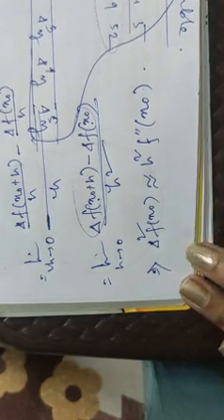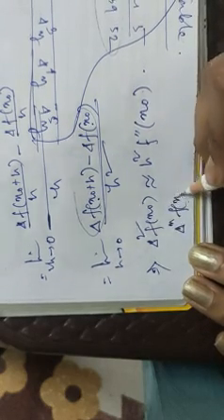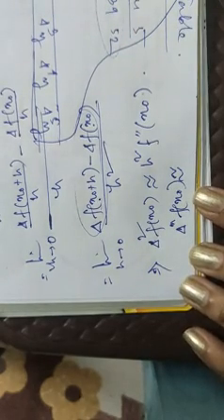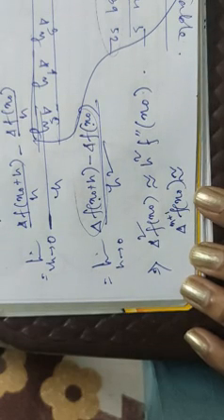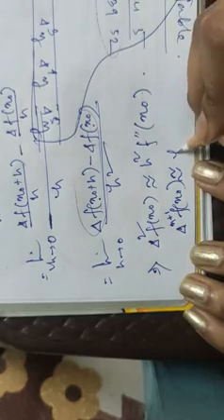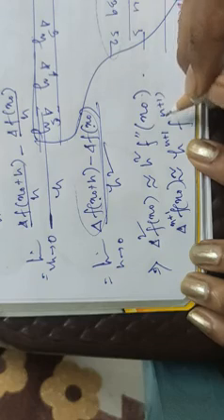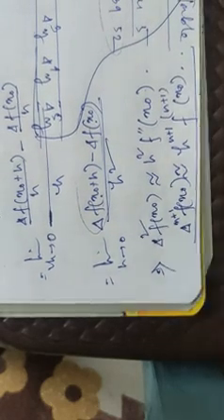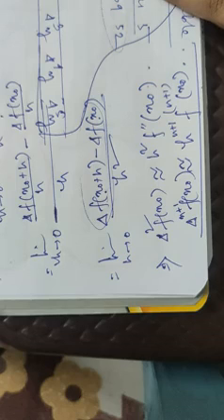Now similarly, by applying nth step, what we can write? Delta to the power n f of x0 is equivalent to, we want to find out the n plus 1th, so we are taking the n plus 1th. Delta to the power n plus 1 f x0 is equivalent to h to the power n plus 1 into f of n plus 1th derivative at the point x0. This gives the result.